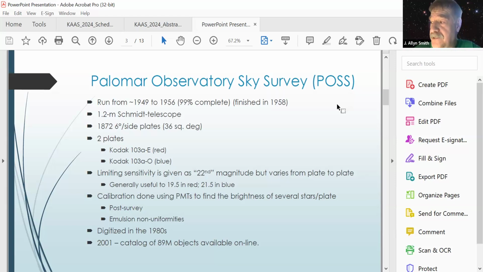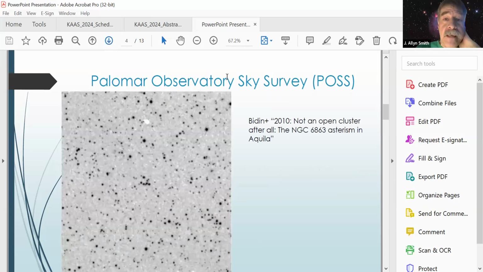Finally, modern technology started to catch up with them, and in the late 1980s there was a huge effort made, primarily at the University of Minnesota, to digitize these plates and turn them into ones and zeros, which these modern newfangled computers could use more easily. And in 2001, finally, a catalog of 89 million objects from the POSS survey was made available online. This was a huge step forward for those who were looking for that.